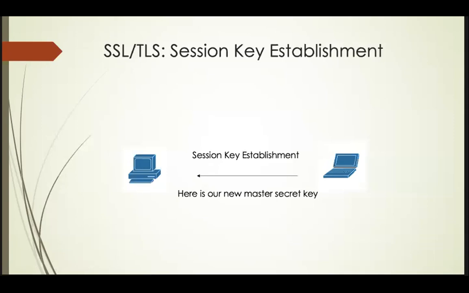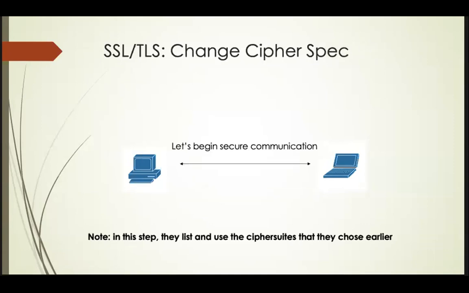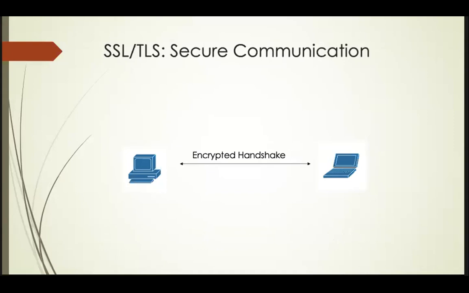Now let's talk about the session key establishment. After the server sends the certificate, the client will send a master secret key, which is called the session key establishment essentially, okay? Okay, then comes something else. Here's the part where the secure communication actually starts. In this part, both the client and the server will use the cipher suites and protocols that they chose earlier going forward. So all the communication that's going to happen from now on will actually be encrypted based on the agreement that the client and the server chose, okay? Now, this will actually lead to the secure communication, at least hopefully, and this is the encrypted handshake.